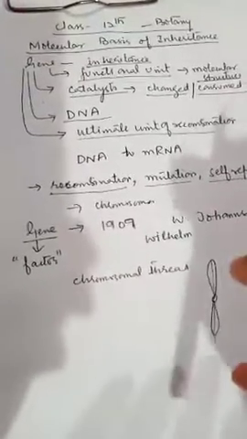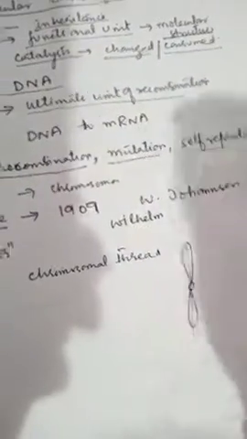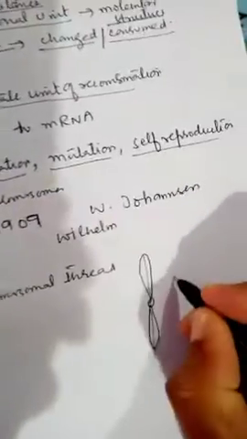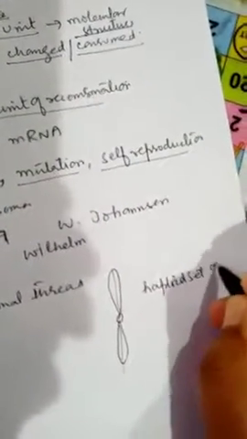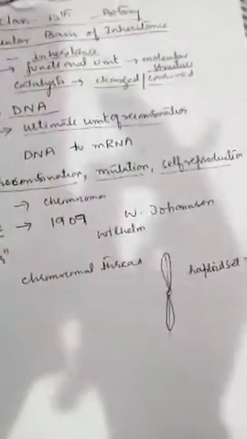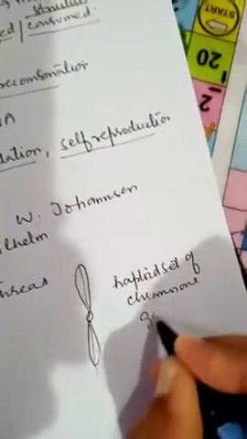Now, what is the total number of genes? The total number of genes which is present on the haploid set of chromosomes, that is called the genome.